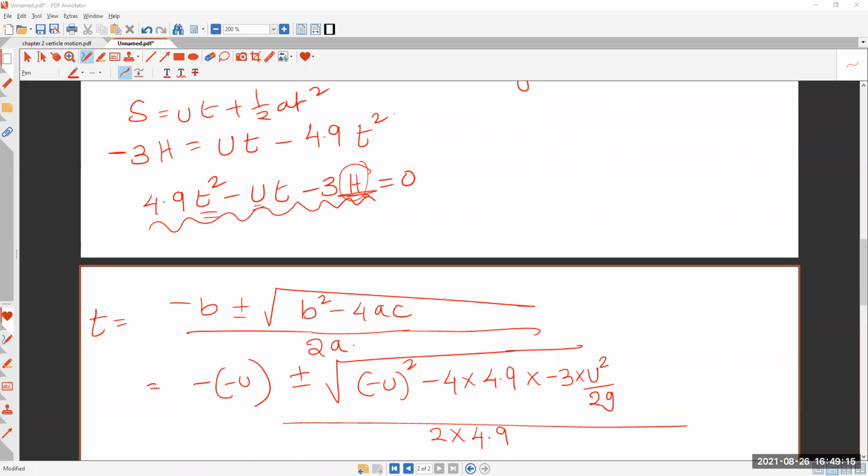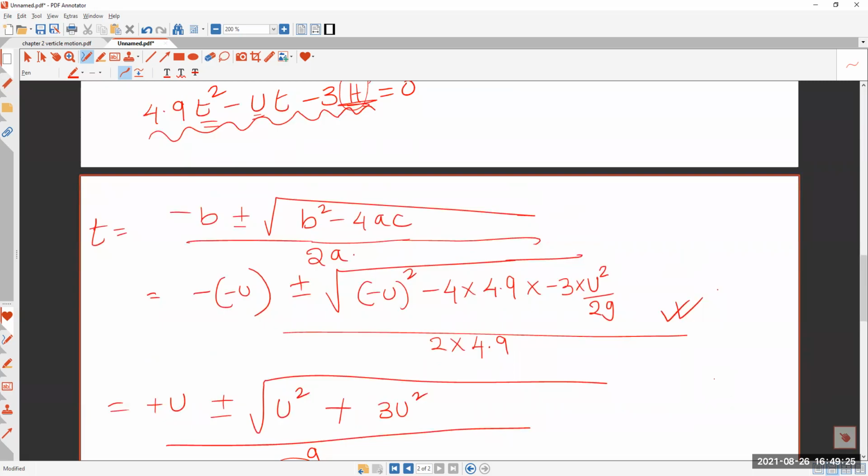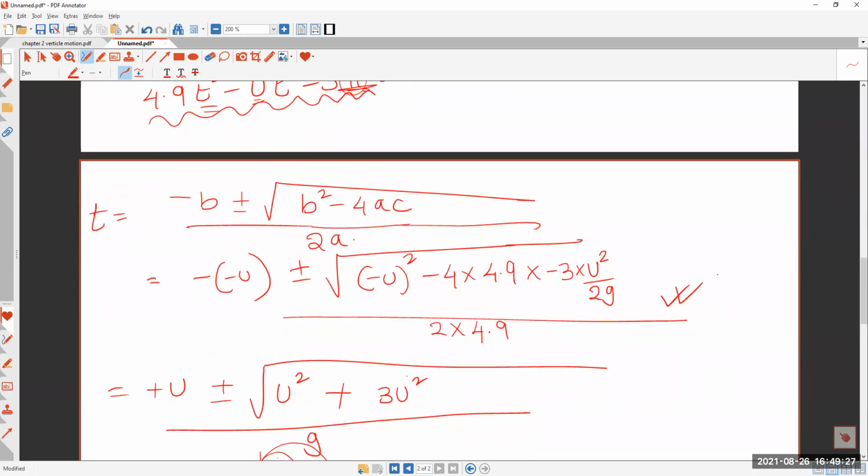Okay, I completely forgot to record this part, so let me repeat it for you all. I left you over here and told you to do it on your own. So this is what we got. Minus u square will become positive u square, then 4 into 4.9 into -3 divided by 2 into 9.8.